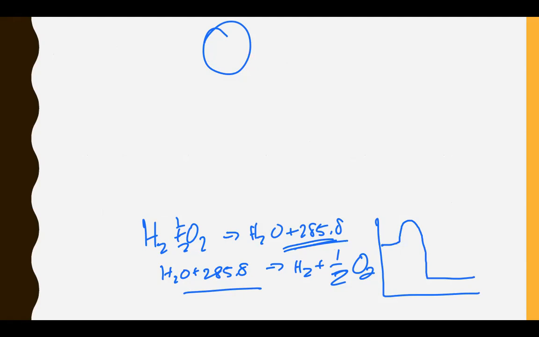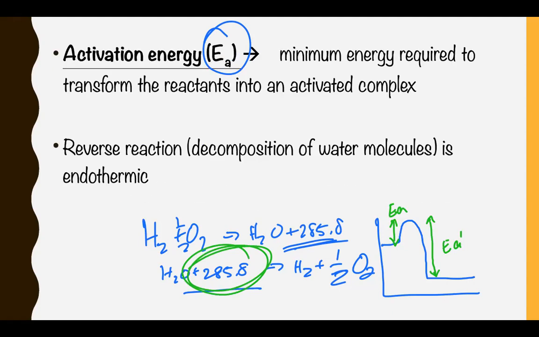Depending on which direction you're going, the activation energy might be greater. From here to here, that's activation energy. But from here to here, that is EA prime, the activation energy for the reverse reaction. You can see that the activation energy for the reverse reaction is much greater because it's endothermic. Endothermic reactions are going to have a much higher activation energy than exothermic reactions.